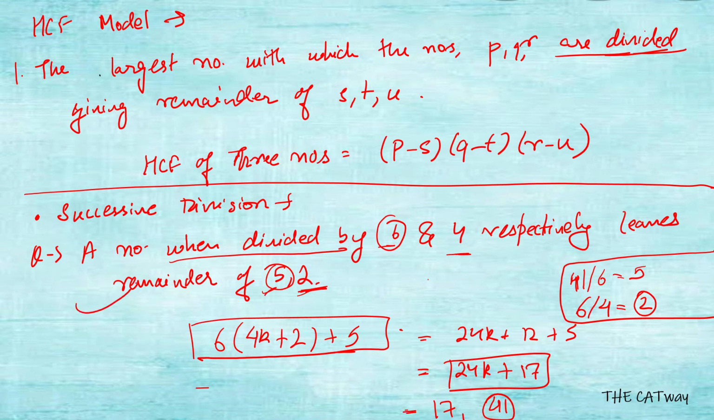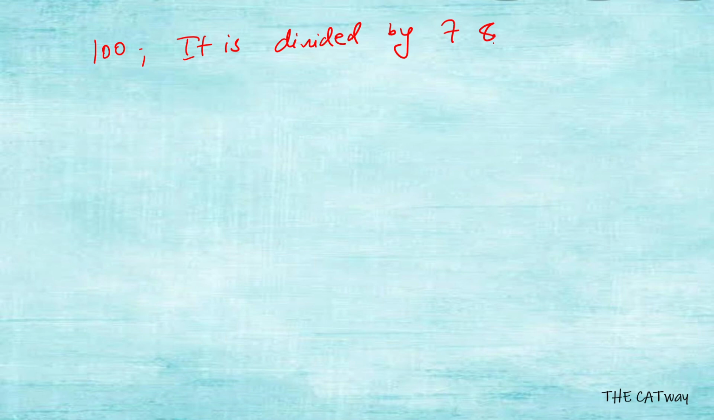Questions are asked in this format also. Also they are asked in the format of reverse order, that is, a number would be given and it would be said that this number is divided by 6 and 4. Let's take an example and understand it. Let's say it is given that 100 is divided by 7 and 3 respectively and successively. Then what are the remainders when it is divided by 7 and 3 respectively?